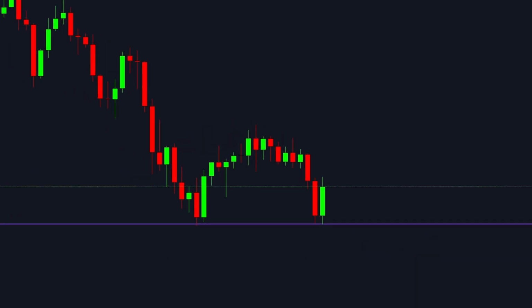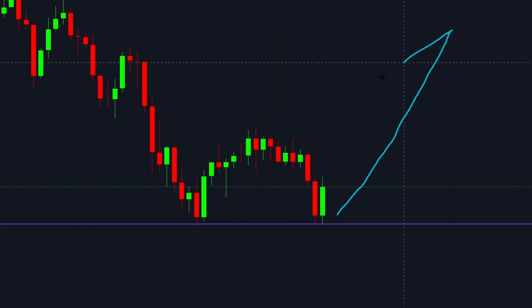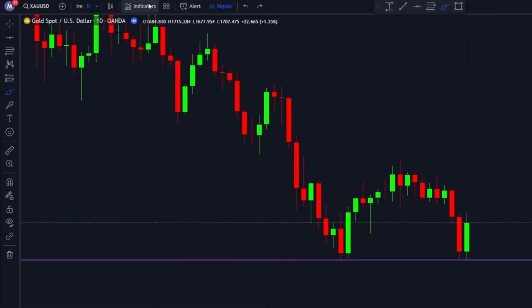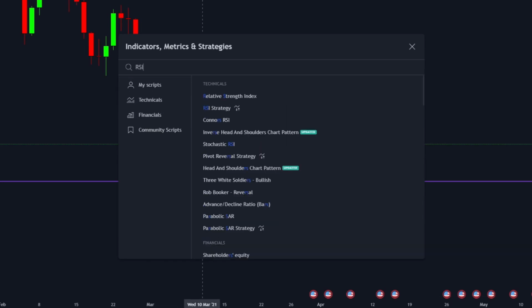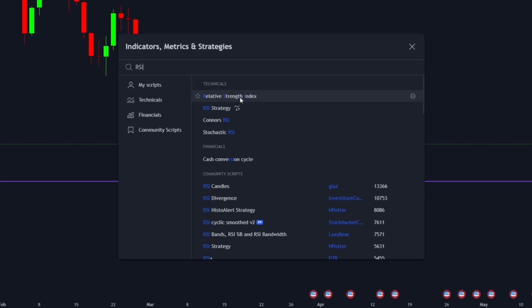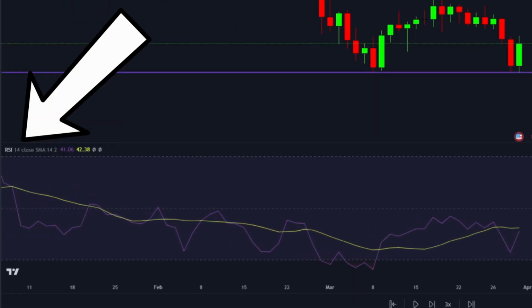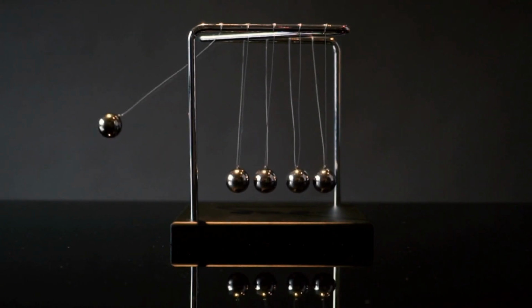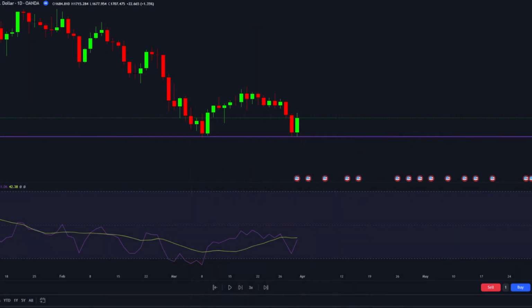Well, we can actually use an indicator to improve the chance of the price actually bouncing. So go up here to the indicators tab and basically search for RSI, or in other words, the relative strength index. The RSI is a very common indicator that measures momentum, and we can actually use momentum here to improve our win rates when it comes to double bottoms.